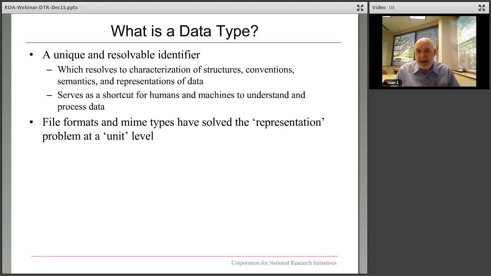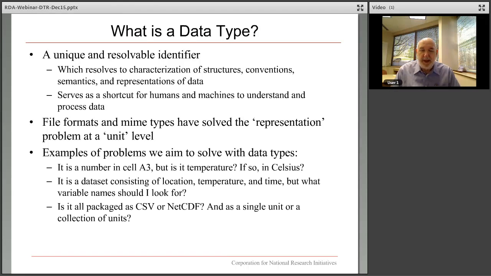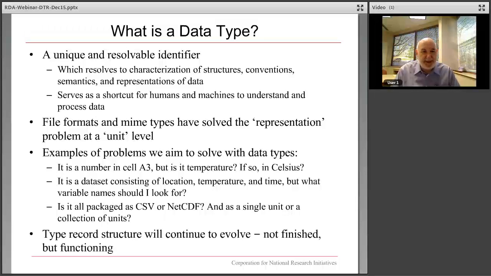File formats and MIME types, again, have solved the representation problem at the unit level, but we are going to go more into the meaning of the data. So those sub-bullets are examples of that. We started with record structures, which I'll show you in a minute, and that will continue to evolve. It's not finished. We have the usual problem of trying to find the core among a lot of possibilities, and that seems to be becoming clearer as time goes on. But I'm sure there's more to be done there.